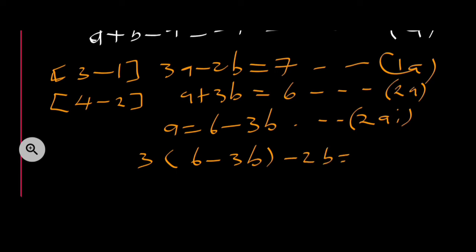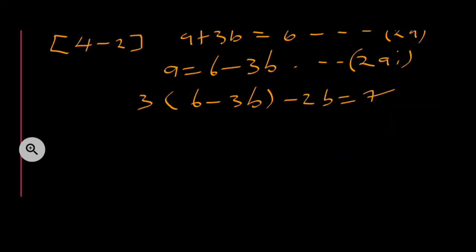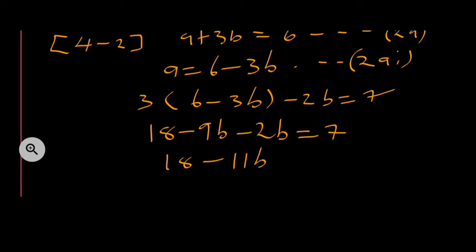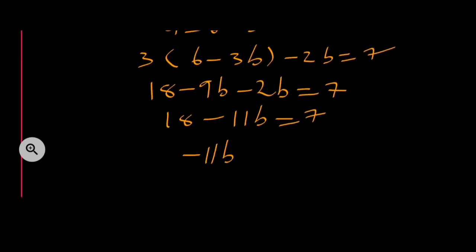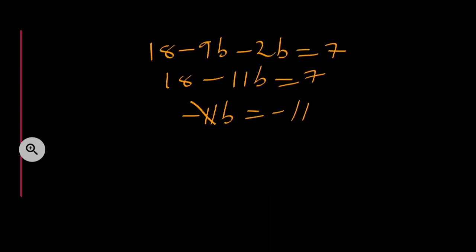equal to 7. Now we can expand the brackets to get 18 minus 9b minus 2b is equal to 7, which simplifies to 18 minus 11b is equal to 7, and subtracting 18 from both sides gives minus 11b is equal to minus 11, and we can divide out to give b is equal to 1. That's it, we've gotten the answer for b.